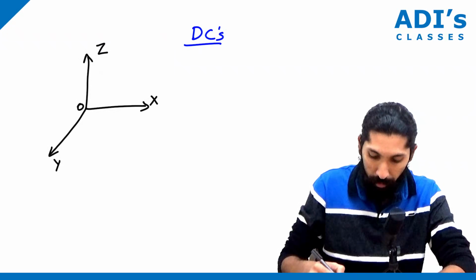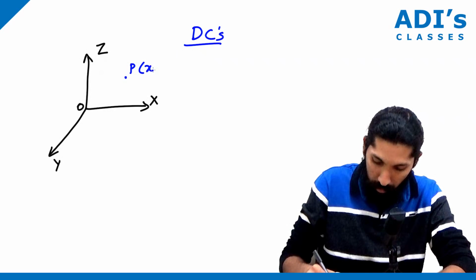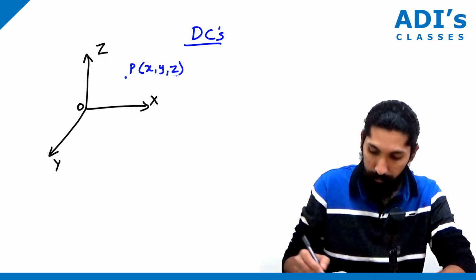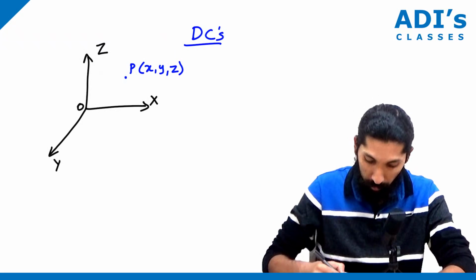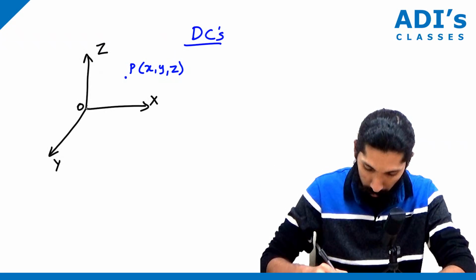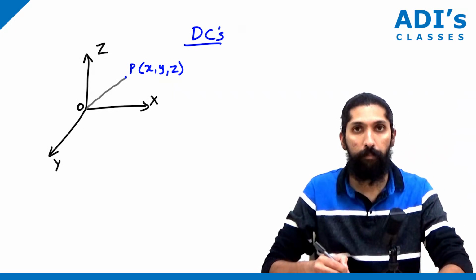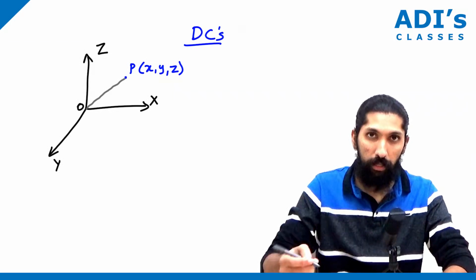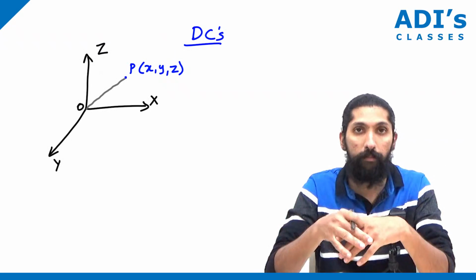Now, we have a point, some point here, P. P is (x, y, z). Okay. Now, from the origin O to the point P, we are going to draw a line, or you can say a vector. You can call it whatever you like. Generally, we say it's a line. So that means we are looking at a straight line in space.